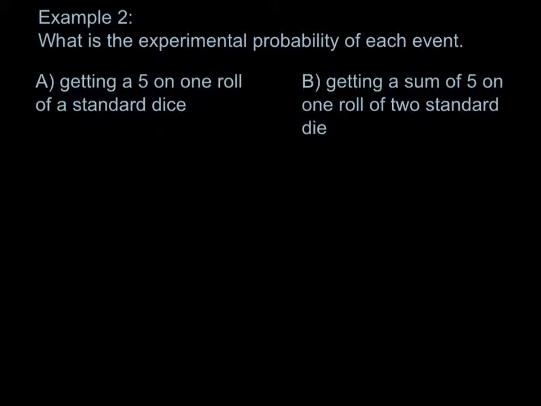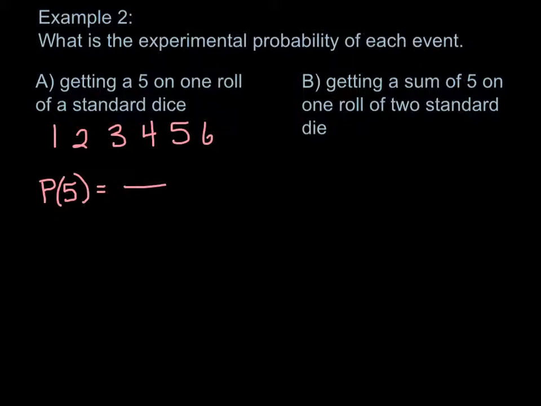What is the experimental probability of the following events? Part A, getting a 5 on one roll of a standard dice. So let's talk about a standard dice. When I roll a dice, I could roll a 1, a 2, a 3, a 4, a 5, and a 6. So what I'm asking for right now, what is the probability of rolling a 5?